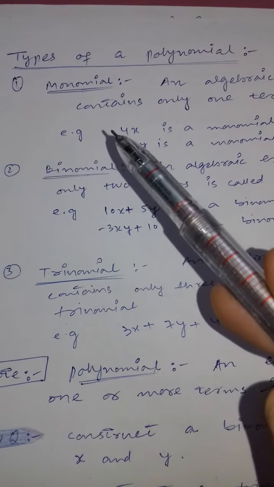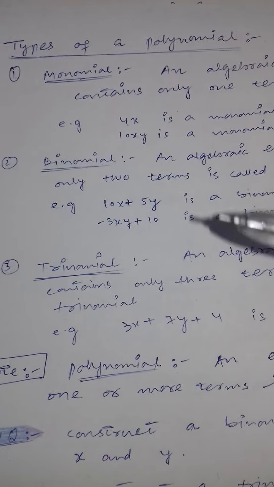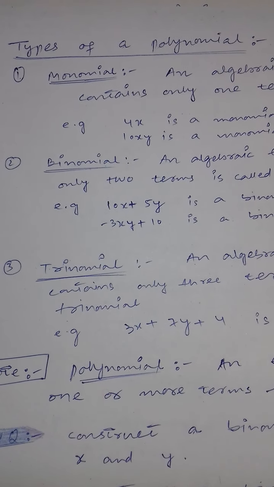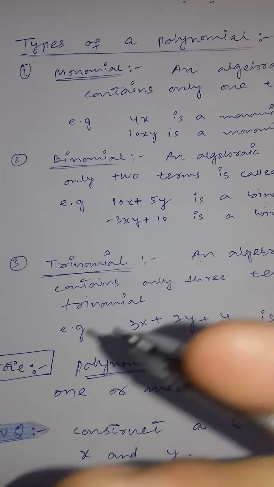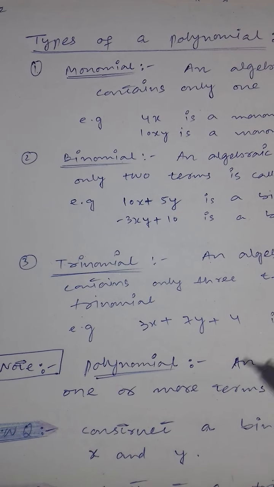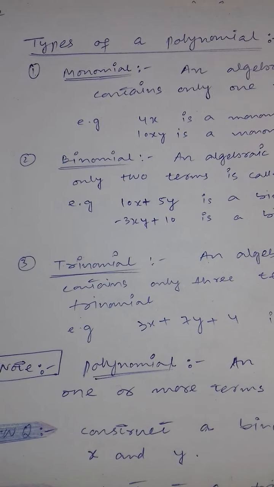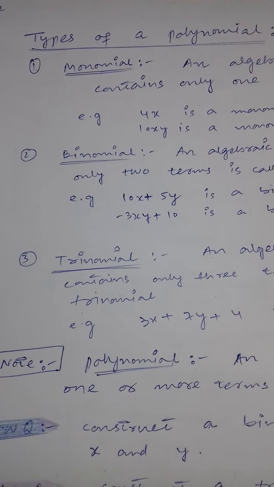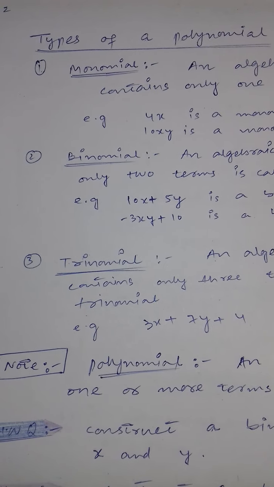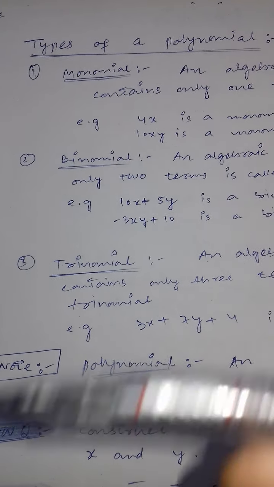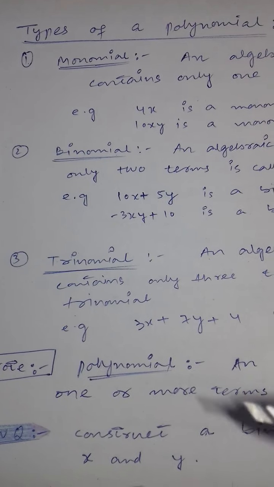Types of a polynomial: monomial, binomial, trinomial. I know in class 7th you may have heard about these, and I think I taught you these topics as well in class 7th, but still this is a chapter in class 8th as well. So in order to recapitulate the previous things you have done in class 7th, it's better to revise them so that you will not face any type of problem in this chapter.